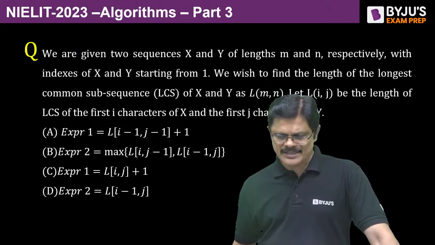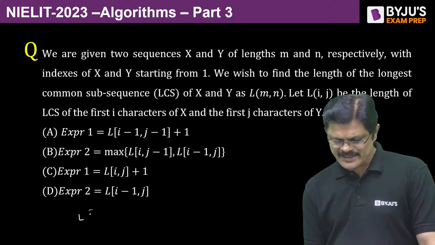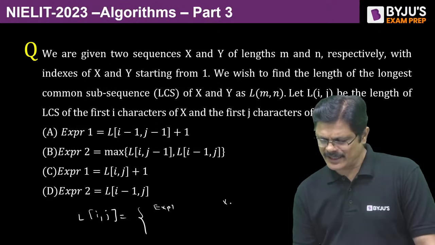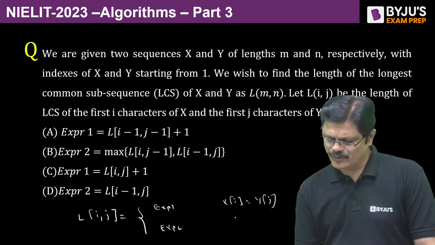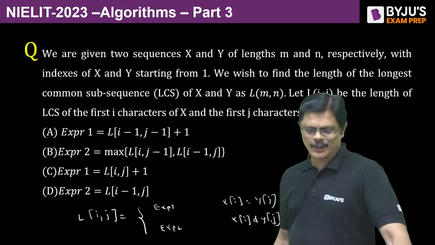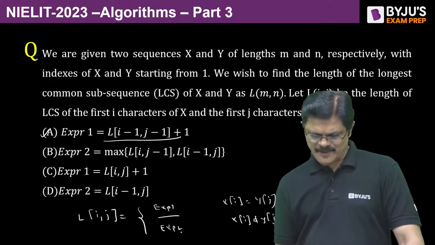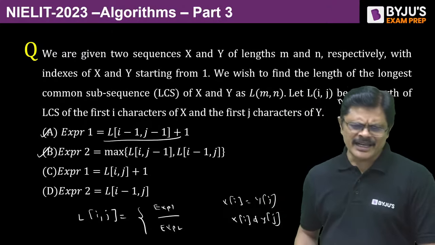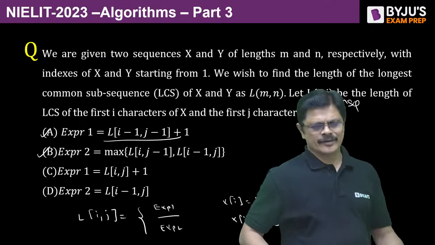When you have this Lij, actually the question was missing this part. Expression 1 is for xi equal to yj, and expression 2 is when xi is not equal to yj. Sorry, there was a printing mistake in the question. For expression 1, A is the correct answer. For expression 2, B is the correct answer. Actually it is MSQ, but in your NIELIT examination we don't have MSQ, so any one thing will be asked. So just go through that.